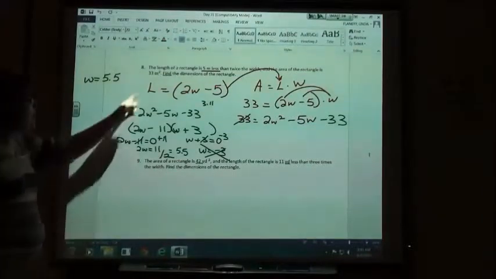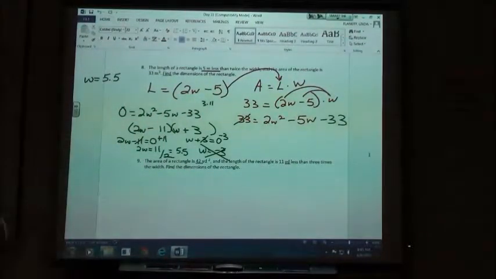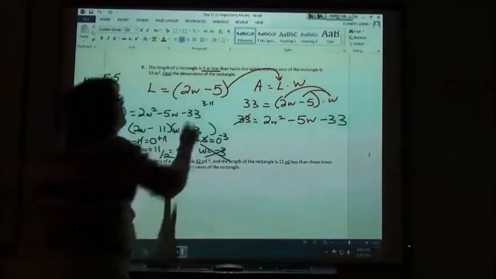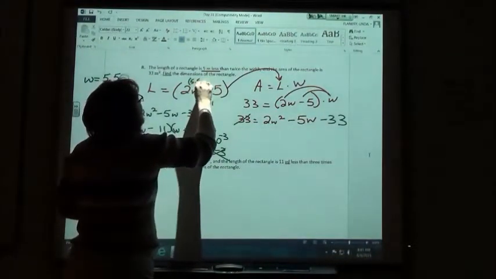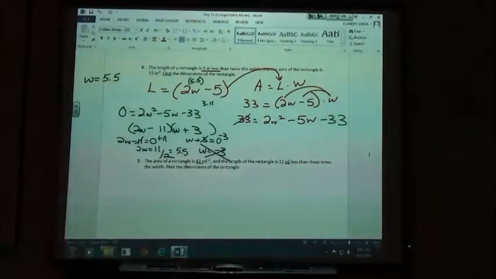I'm going to find my length by using this very first equation we set up. The length is equal to 2 times 5.5 minus 5. Well, 2 times 5.5 would be 11. 11 minus 5 would be 6.